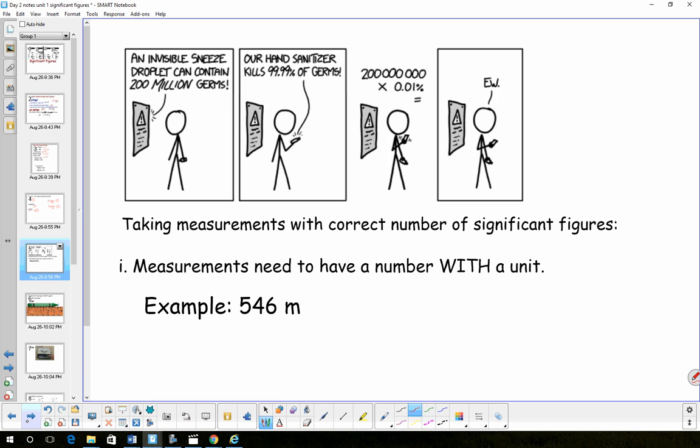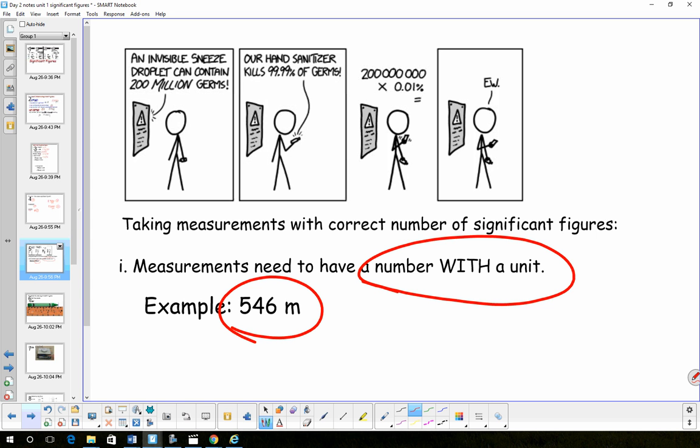Okay, taking measurements with the correct number of significant figures. Measurements need to have a number with a unit. You need to make sure you add the unit. So an example, you need to have this. If I measure this room and I say, oh, it's 12.5, 12.5 what? Meters, yards, inches, feet, what? Okay, so I need to be able to have that measurement.